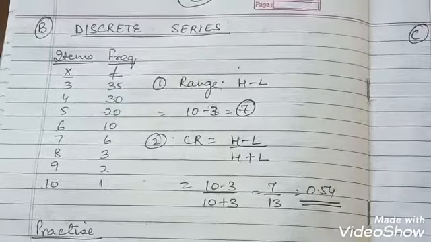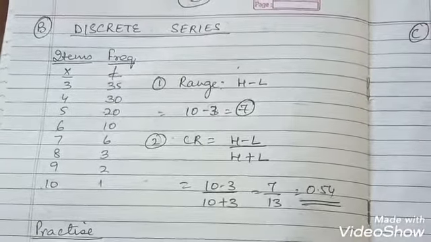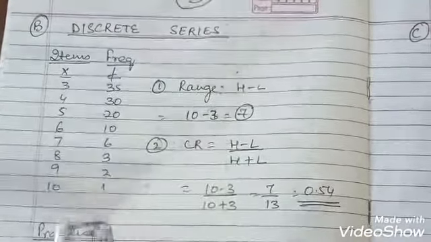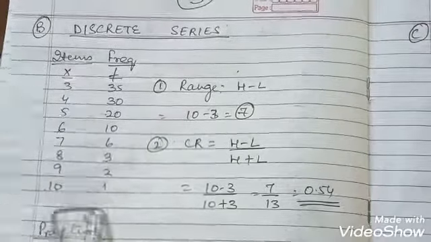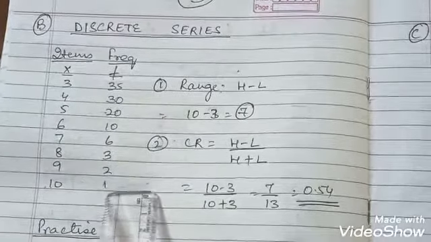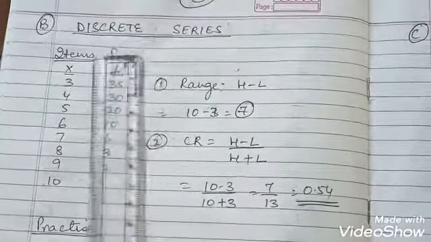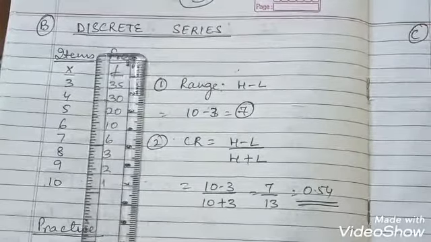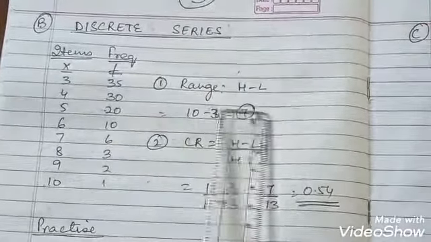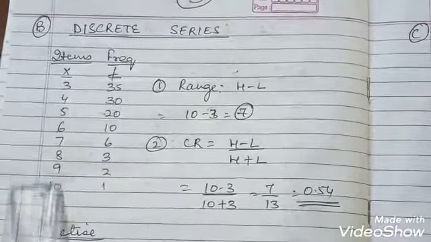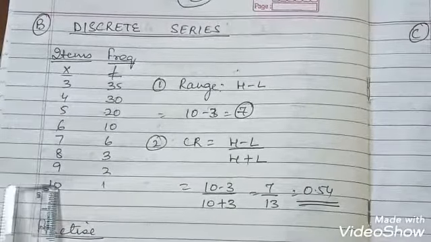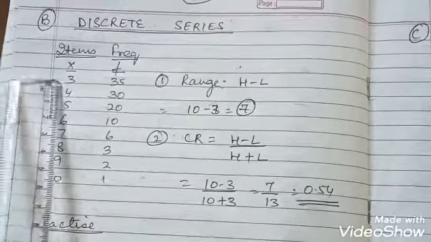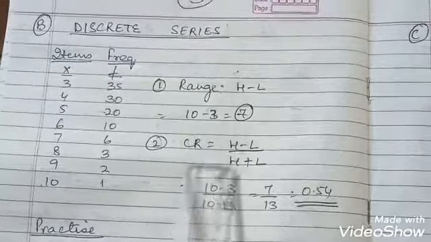Continuing with the next series in range, discrete series. We all know very well what is discrete series. You have an x and you have a frequency. Children, the frequency here actually does not play any role, right? So the range is highest minus lowest. आपने x में ही देखना है. X में highest is 10, lowest is 3. So the range is 7.